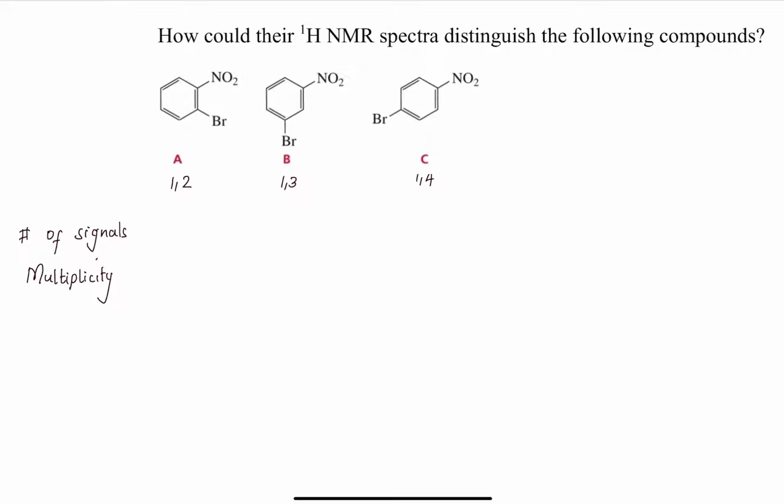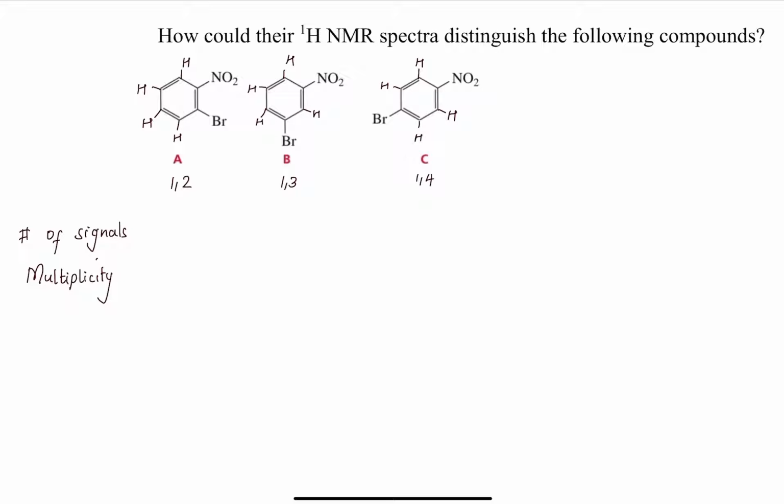In all of these compounds, there are going to be 4 protons. Okay, here are the 4 protons. Now let's see how we can differentiate these compounds using HNMR spectroscopy. For this, we need to first identify the number of signals and see whether that will help us to determine or distinguish these compounds.